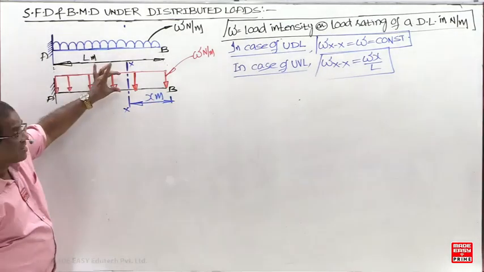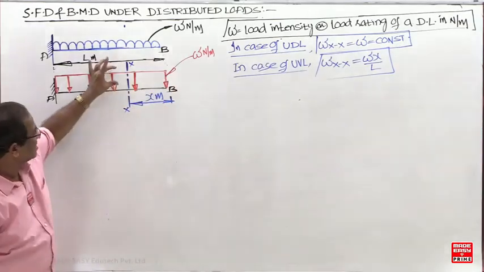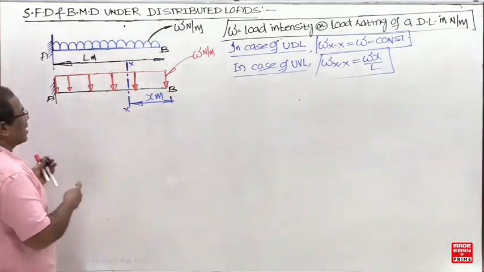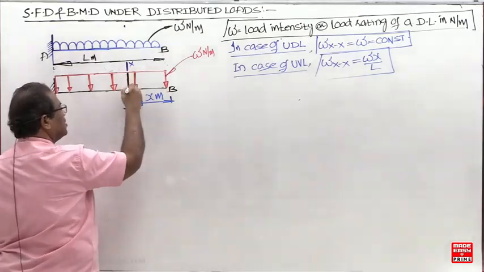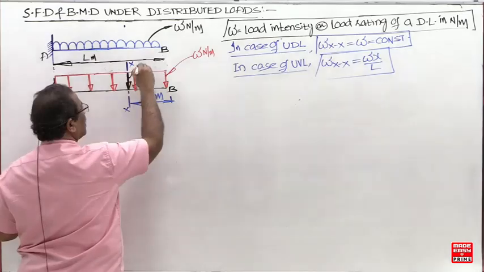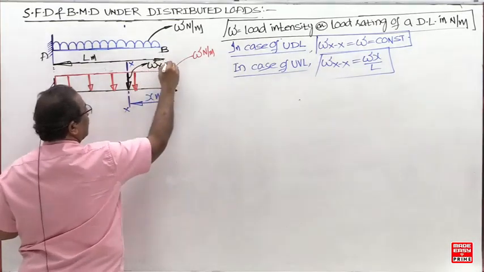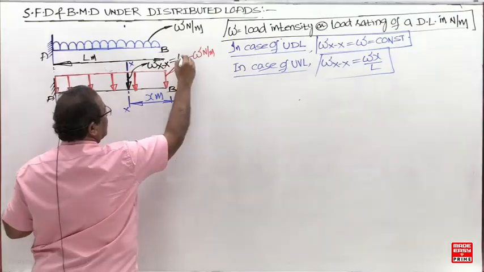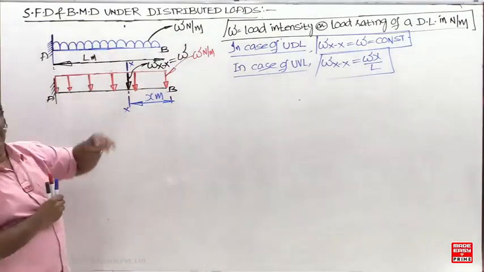Now what is the height of this rectangle here now? Rectangle means everywhere the height is same. What is the height of this rectangle here? This is called the load intensity at x. This we are calling as what now? Wx. What is the Wx value now? W. Rectangle means everywhere height is same.